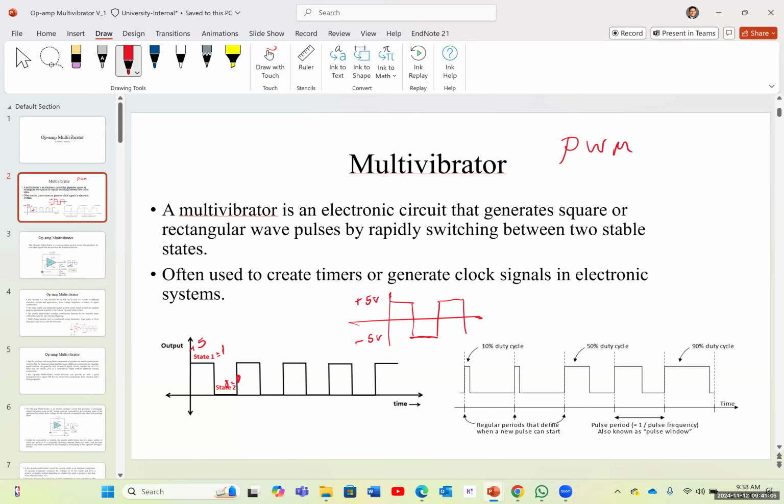By controlling these duty cycles, we can, for example, control the speed of a DC motor. This is one good example. Let me give you an example of how we can use PWM, or pulse width modulation. Again, the modulation is based on the width of the pulse to control, for example, a DC motor.